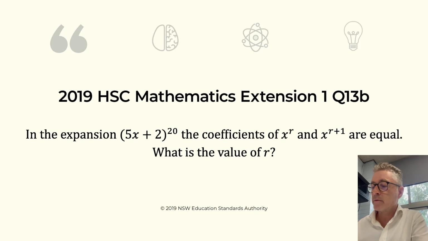So here is a question from the Mathematics Extension 1, 2019, question 13b. It says, in the expansion of (5x + 2)^20, the coefficients of x^r and x^(r+1) are equal. What is the value of r?